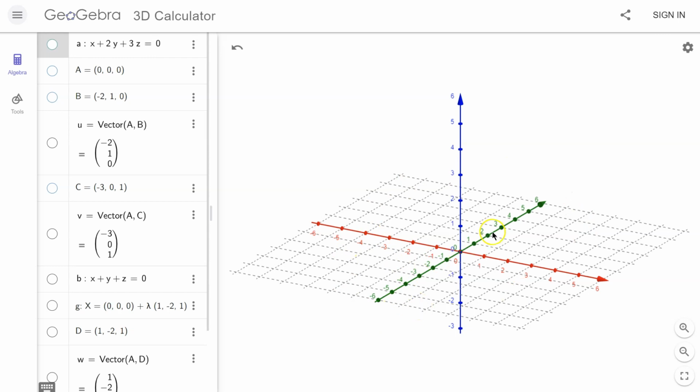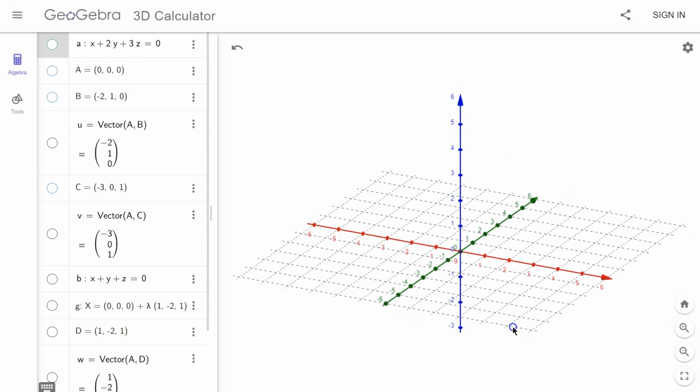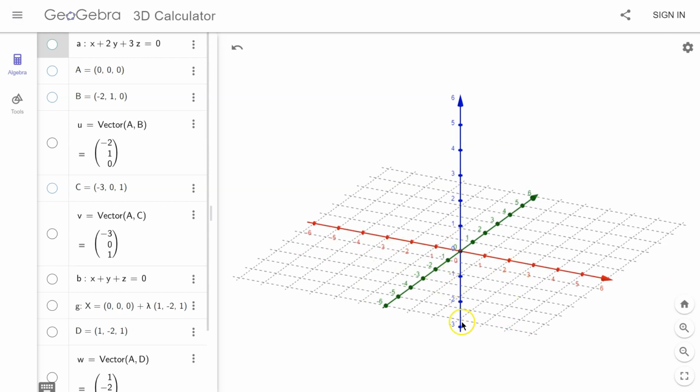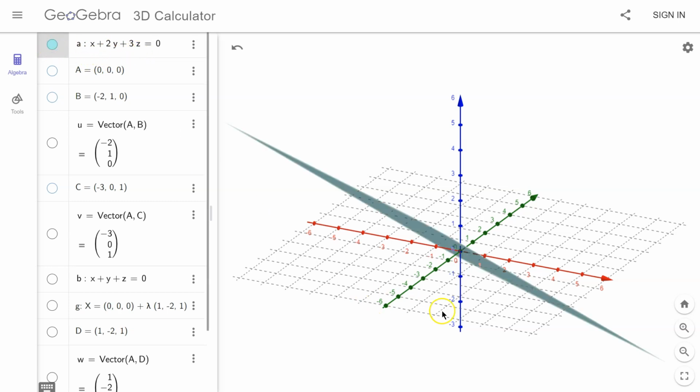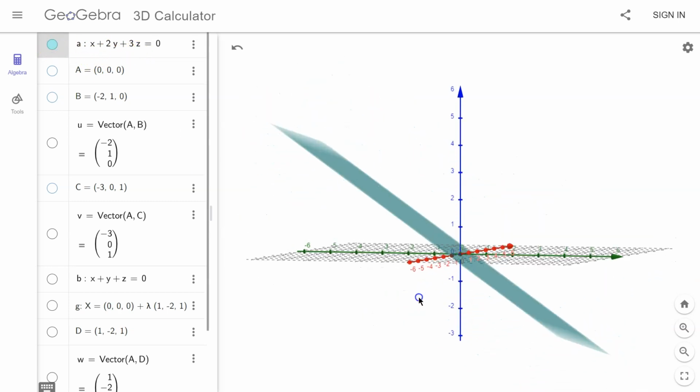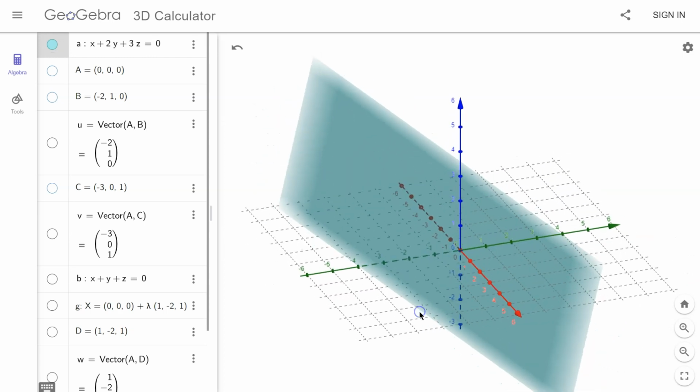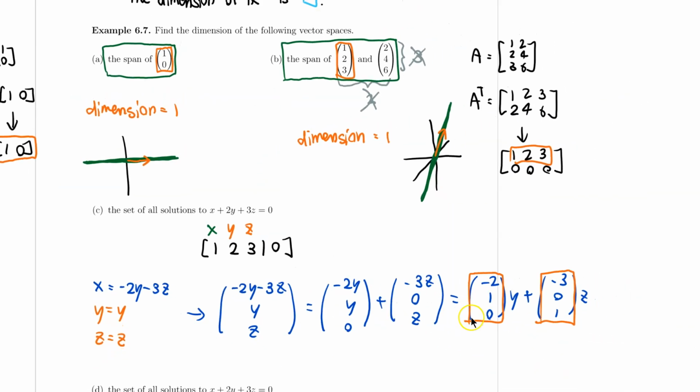So I have my x and y axis. My mesh here is the xy plane, and the blue axis here is the z axis. Now, if I look at the solution to x plus 2y plus 3z, which is what we had earlier, it's going to be a plane here, and the plane has dimension 2. So it makes sense that the basis we had earlier has 2 vectors. So this has dimension 2.